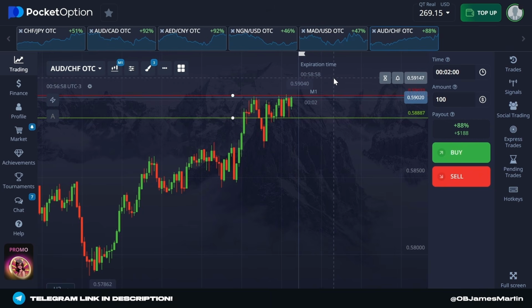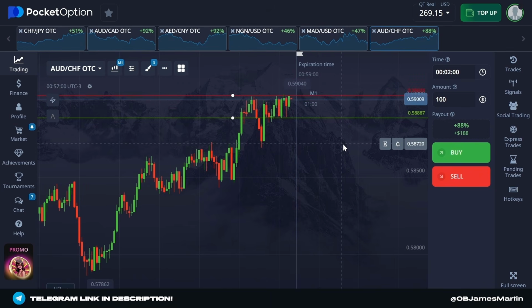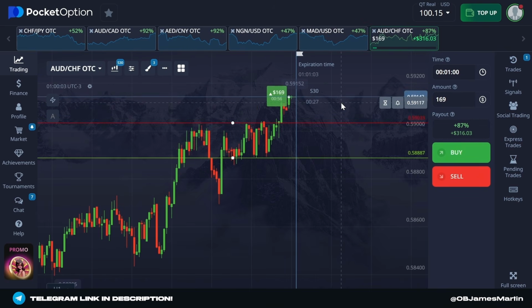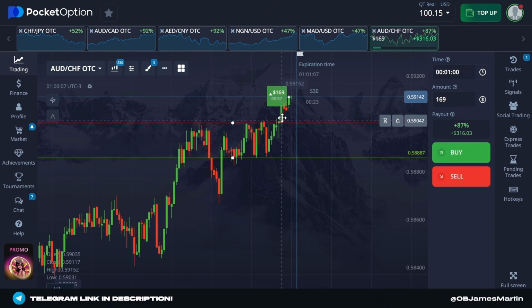Okay, here's a clear example of a position. Well, I took this with 169. Look at that. Okay, with a small retracement. Let's see what is happening with this. Let's try to make that. Okay.